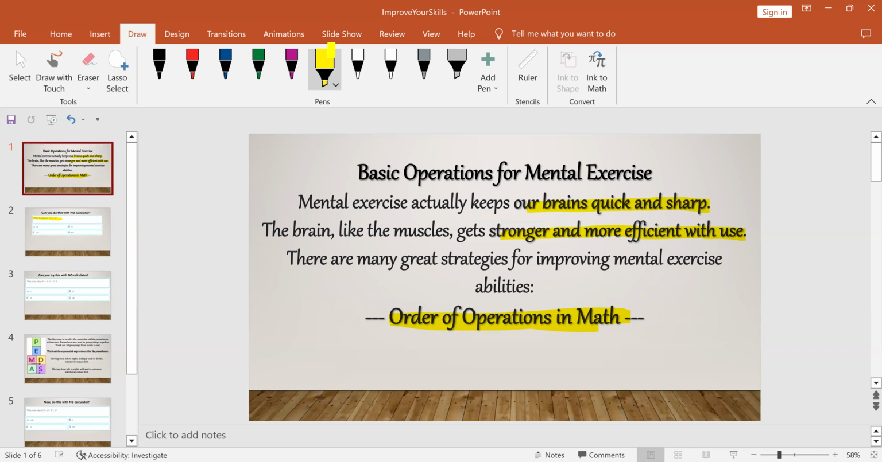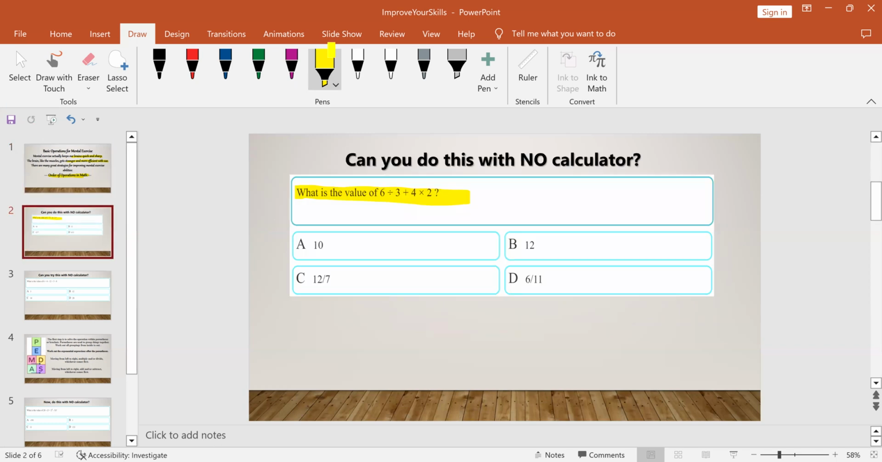So order of operations, having these operations, we will do 6 divided by 3, which is 2, plus now 4 multiplied by 2, which is 8. 2 plus 8 is 10. Therefore, the best choice is A.